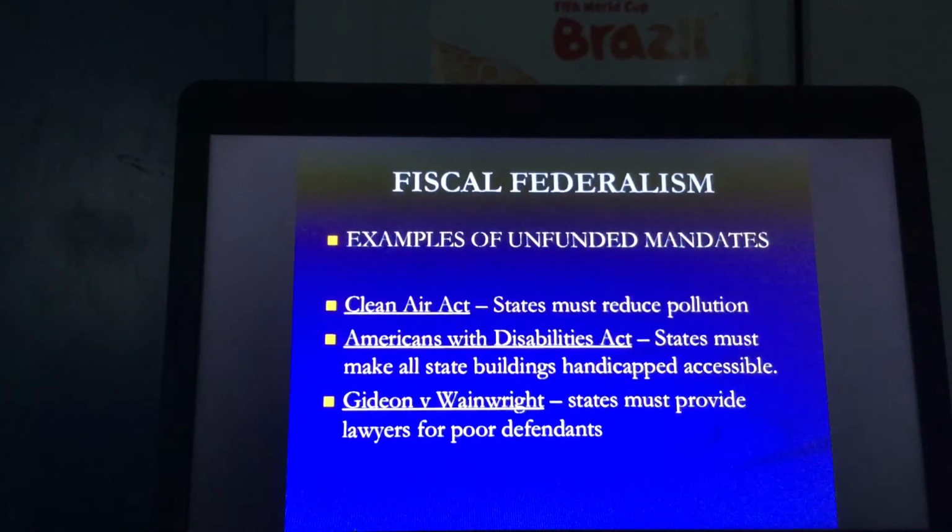The Americans with Disabilities Act is basically Congress told states that all of their state buildings had to be handicapped accessible. Again, that's a Commerce Clause thing. They told states, you've got to do this, you've got to pay for it.